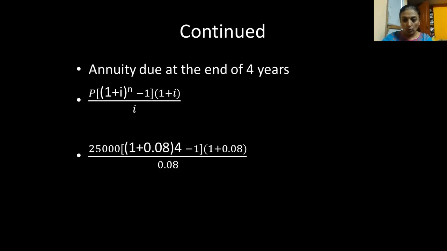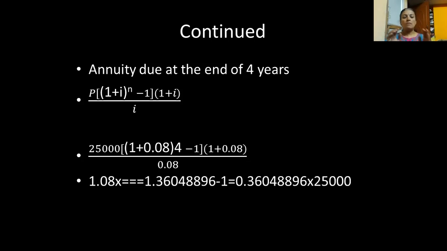As I have already told you, first we have to consider the bracket, that is 1.08 raised to the power of 4. For that, what we have to do? 1.08, multiplication mark you have to press. Then 4 minus 1, 3 times are left out, so 3 times you have to press the equal mark. Then you will get 1.36048896, minus 1, that is 0.36048896. It should be multiplied by 25,000.